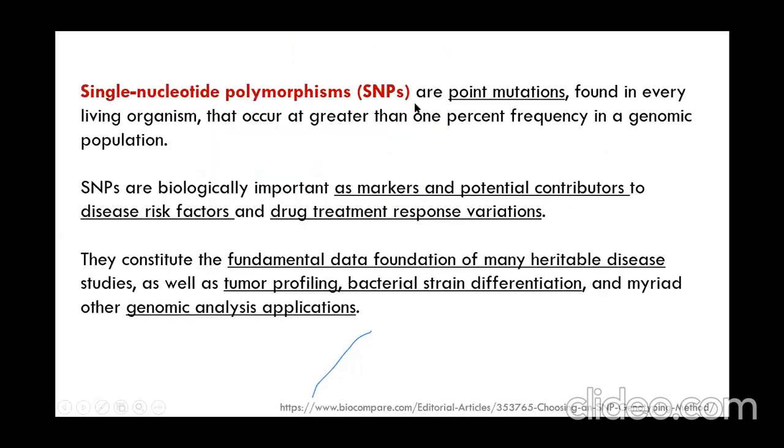What are SNPs? Single nucleotide polymorphisms are point mutations found in every living organism that occur at greater than 1% frequency in a given genomic population. We're talking about a population, a percent frequency, a specific mutation that differs from individual to individual. SNPs are biologically important. They serve as markers, potentially contribute to disease association risk factors, and also help in variable response to drug treatment. They are used in tumor profiling, strain generation, some other methods, and also genomic analysis for heritable diseases. SNPs are really important.